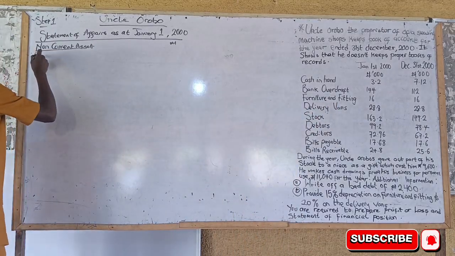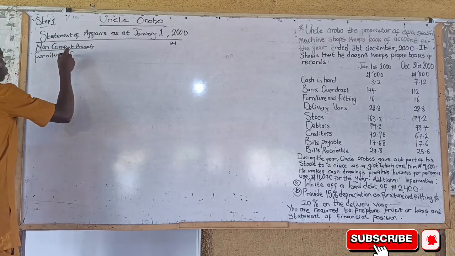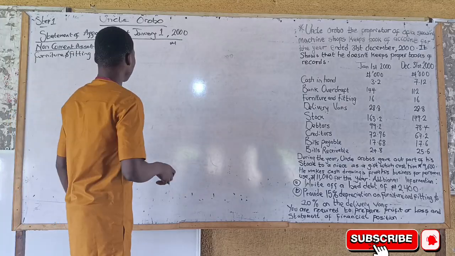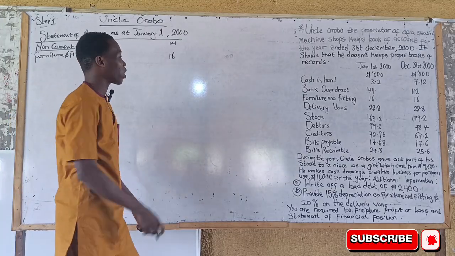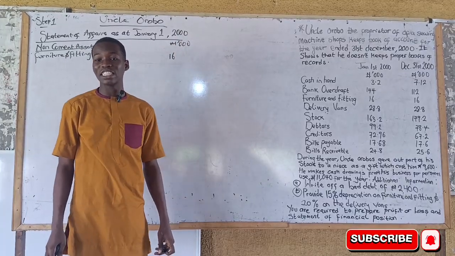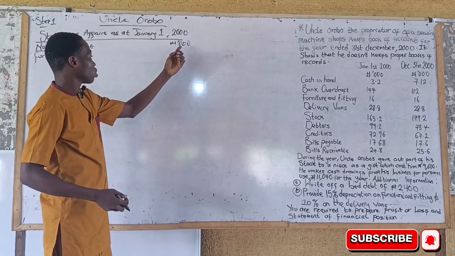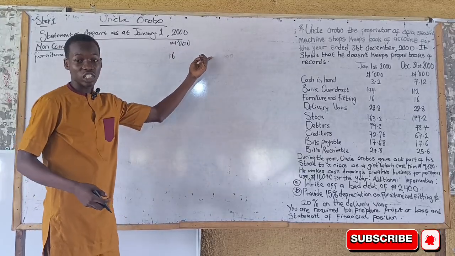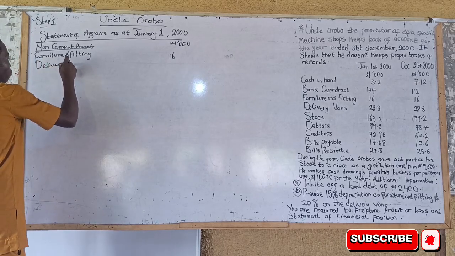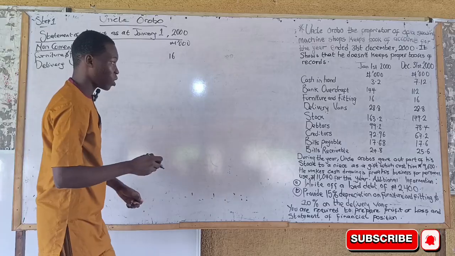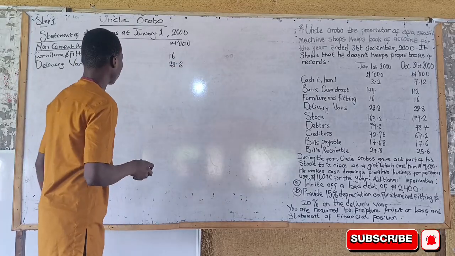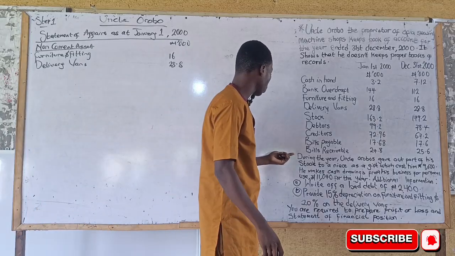So we have furniture and fittings, and that is 16. Don't forget the naira, we can see that there's a comma 00. It simply means that the original amount has been divided by 1000 naira. So that's why we're having comma 000 at the top. For delivery vans, that is 28.8. So do we have any non-current asset again? Nothing.